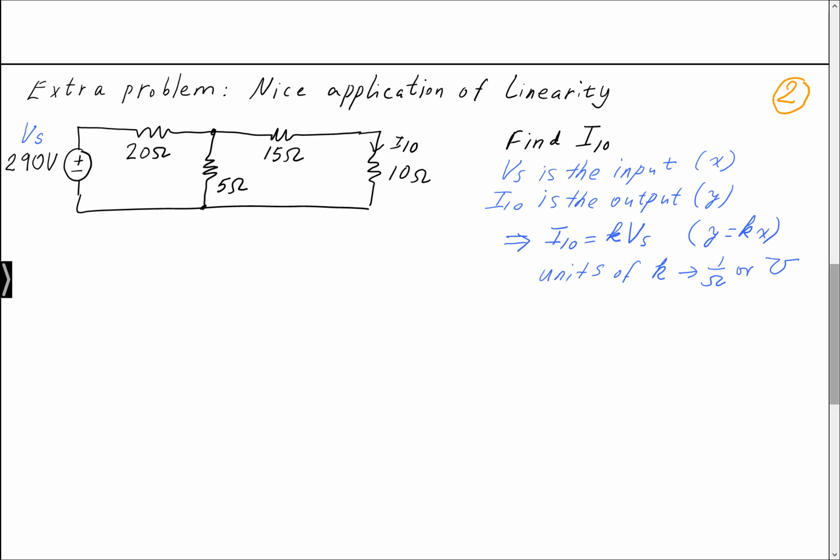So that actually becomes the key point in solving this problem. You can solve this problem left to right, with some manipulations, but I want to do it a certain way to show you the idea. What I'm going to do is redraw the circuit, but before that, I'm going to assume a value for I10. Now, I'm supposed to find I10. This problem is asking what I10 results if Vs is 290. But I'm going to turn the problem upside down. Suppose I choose a value for I10.